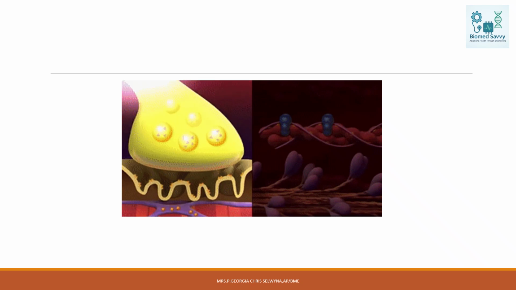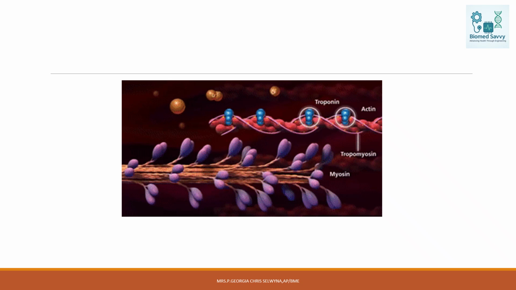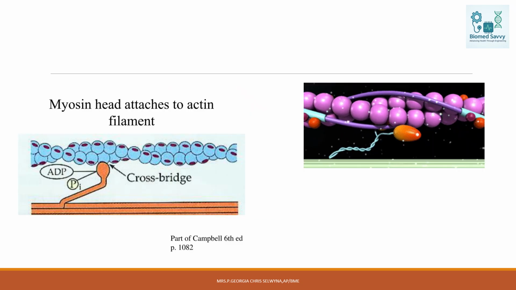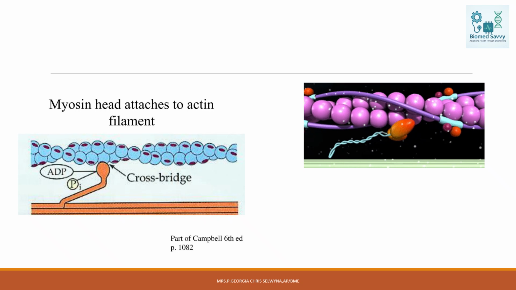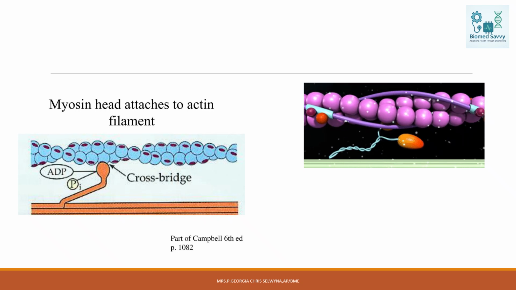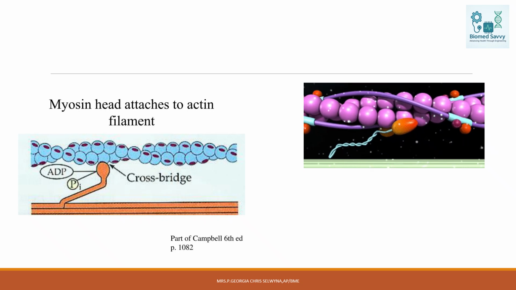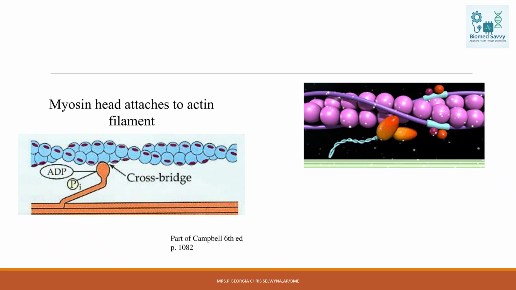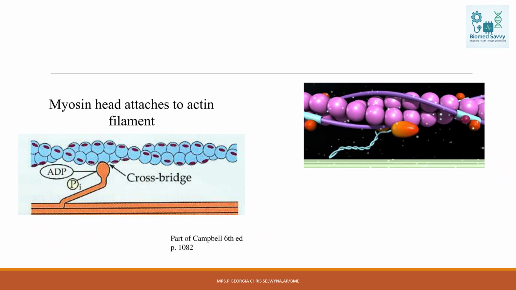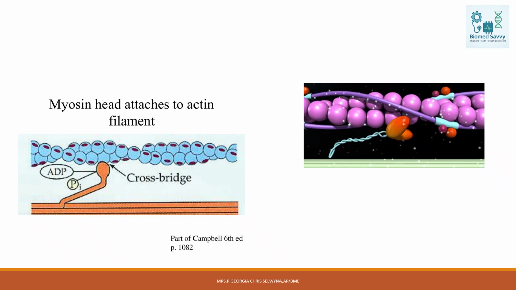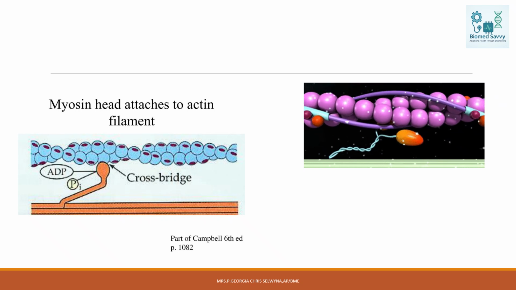Calcium ions bind to the protein troponin, causing a conformational change that shifts tropomyosin away from the myosin binding sites on the actin filament. This exposure allows the myosin heads to attach to actin, forming cross bridges.